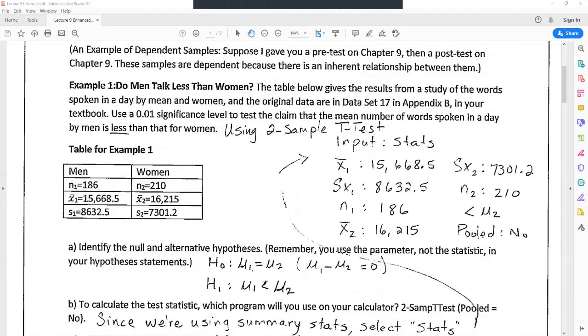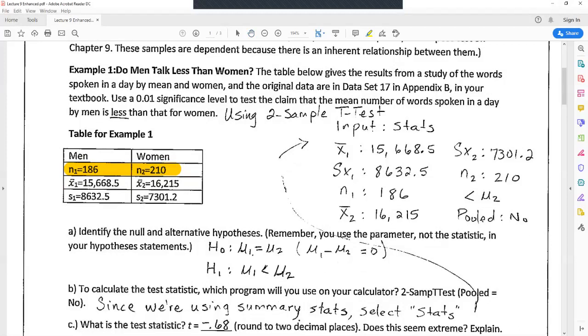Example 1, do men talk less than women? The table below shows the results from a study of the number of words spoken in a day by men and women. The original data are in data set 17 in Appendix B of your textbook. We're not going to worry about that. Use a 1% significance level to test the claim that the mean number of words spoken in a day by men is less than that for women. So they did a study, and the study involved 186 men and 210 women.